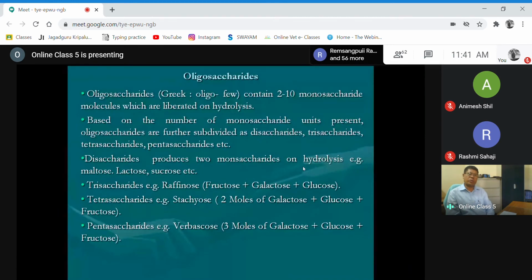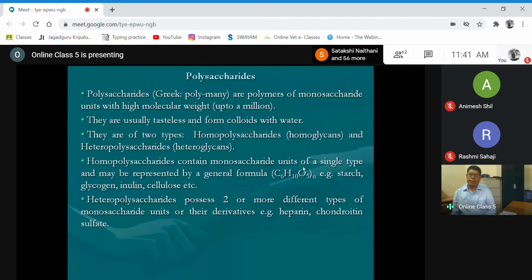Very common examples are maltose, lactose, and sucrose. These are the most common disaccharides present in nature. A trisaccharide example is raffinose, which is formed by the combination of 1 molecule of fructose, 1 molecule of galactose, and 1 molecule of glucose. For tetrasaccharides, the example is stachyose, and for pentasaccharides, verbascose. So these are the examples, and this is how the oligosaccharides are further classified.